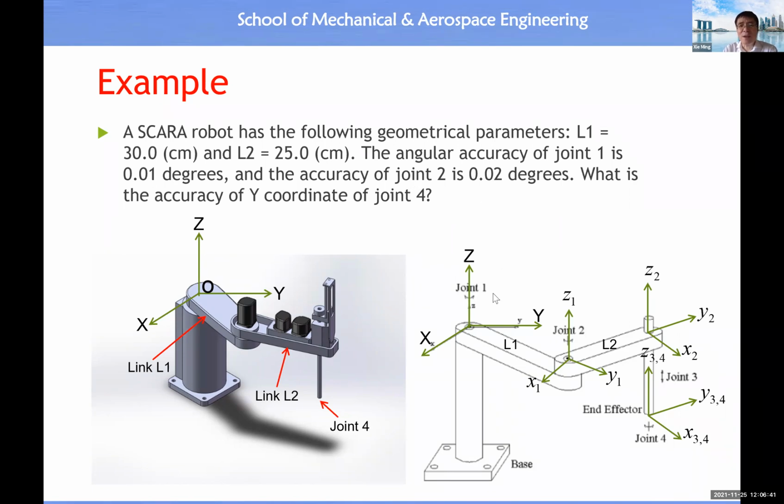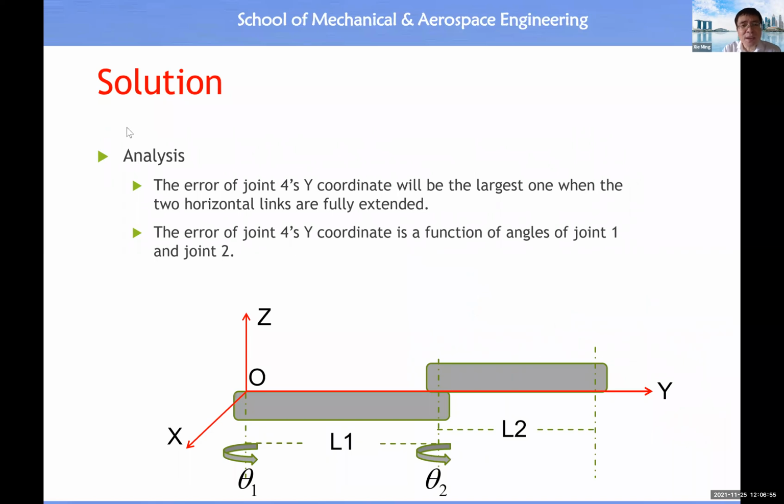Then, for this example, let's say there is an error in joint 1 and joint 2. What should be the error for the y-axis of the robot's hand? So we do a little bit of analysis of the question, because we only want to study the accuracy of the y coordinate. Therefore, the y coordinate only depends on link 1, link 2, and the angular positions of joint 1 and joint 2. So then we have this setup.